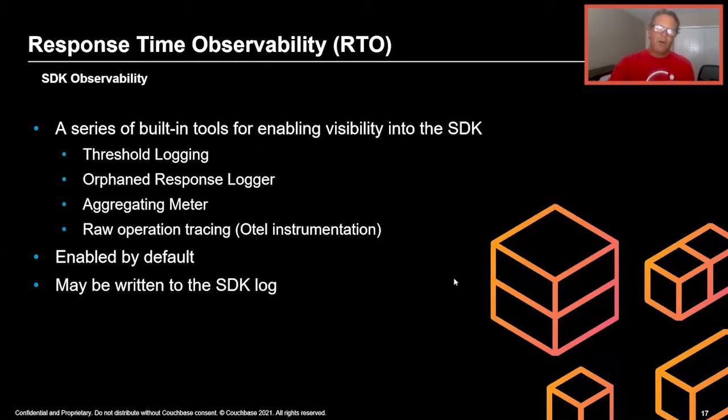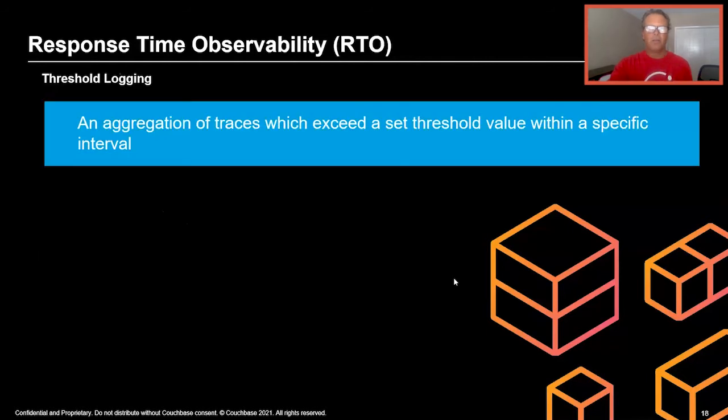It's enabled by default, except for tracing. Raw tracing is not enabled by default, and we'll talk about that a little bit later, but it requires you to plug in a third-party backend. These reports, I call them reports, are written to the SDK log. So threshold logging, or logger, is an aggregation of traces which exceed a set threshold value within a specific interval. They're good for detecting slow operations.